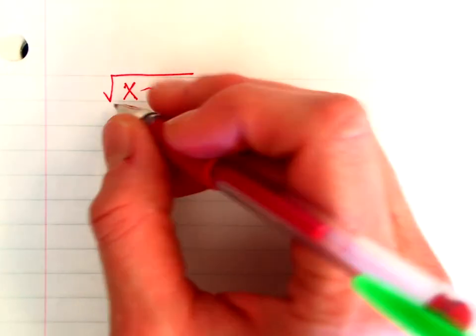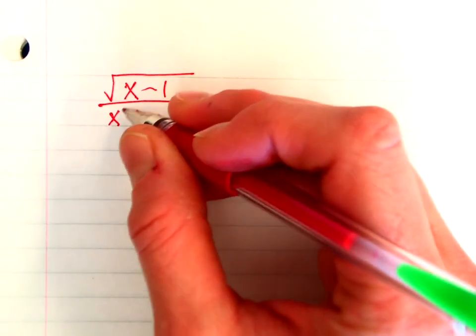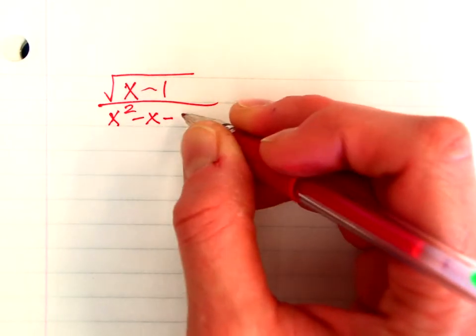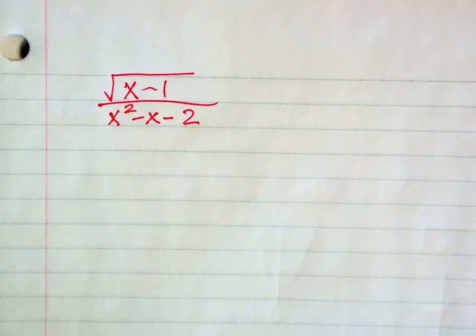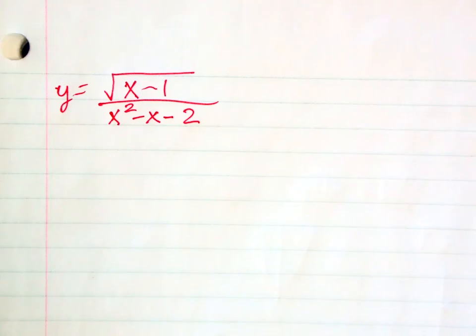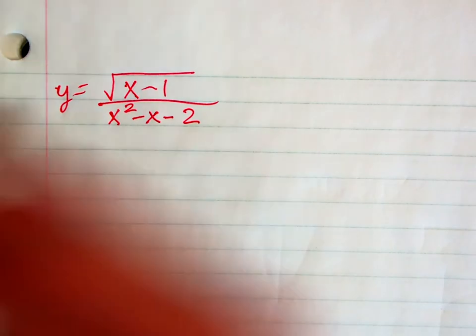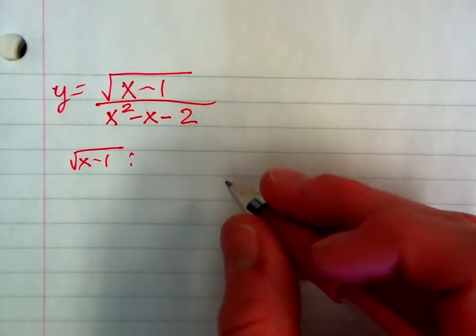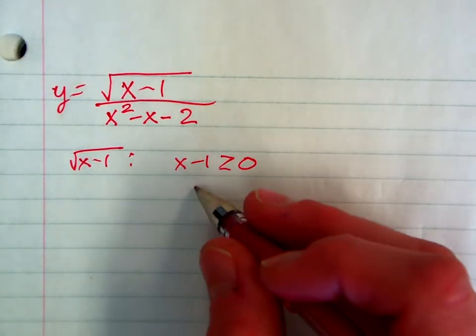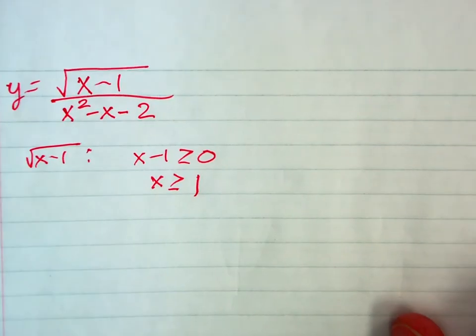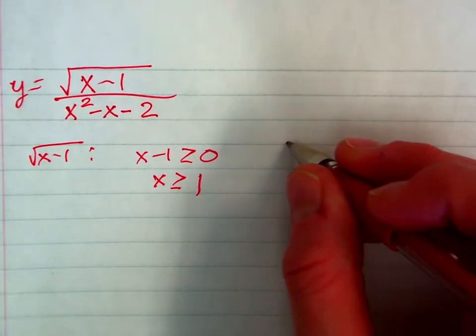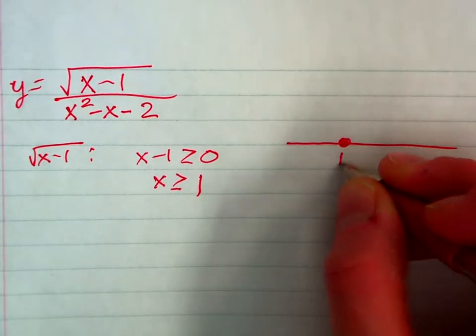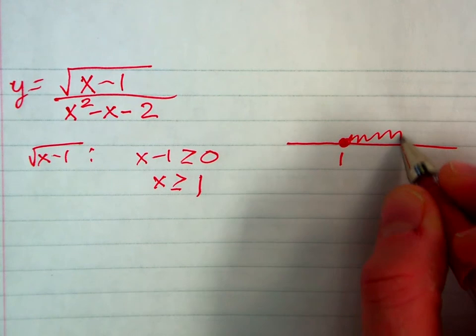So, for example, if I said find the domain of the square root of x minus 1 over x squared minus x minus 2. Find the domain of this. There's two things happening here. The first thing is we have to look at the square root of x minus 1. In this case, x minus 1 has to be greater than or equal to 0, so x has to be greater than or equal to 1. If I were to put this on a number line, this might help some of you visualize this. 1 to infinity. So here I am, 1 to infinity.